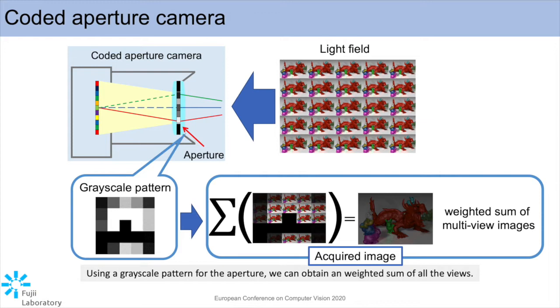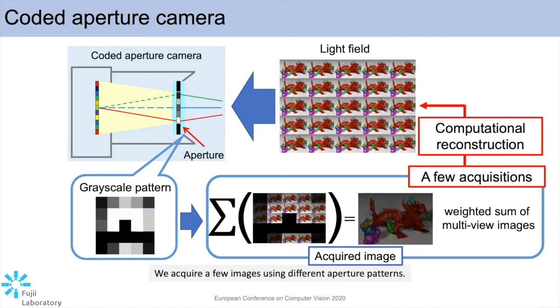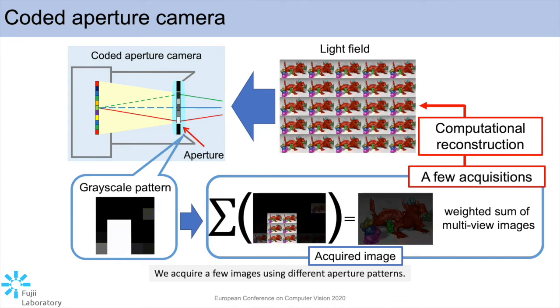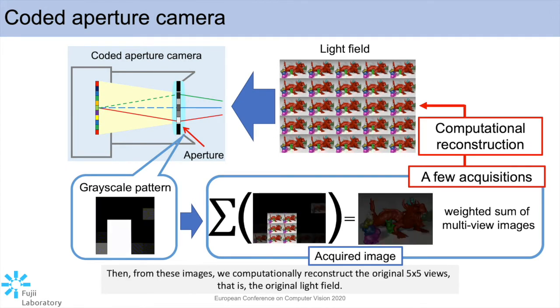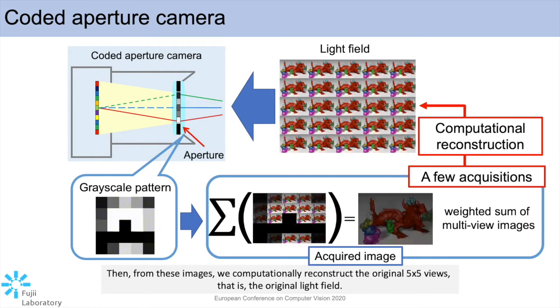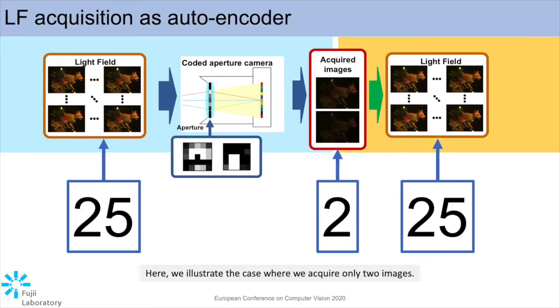Using a grayscale pattern for the aperture, we can obtain a weighted sum of all the views. We can acquire a few images using different aperture patterns. Then, from these images, we computationally reconstruct the original 5x5 views, that is, the original light field. Here, we illustrate the case where we acquired only 2 images. The entire process is interpreted as follows. The original 25 views are first encoded into 2 images, and then decoded into the original 25 views.